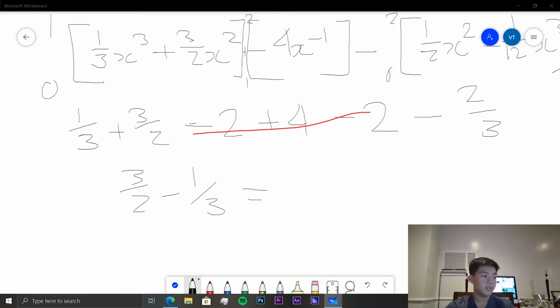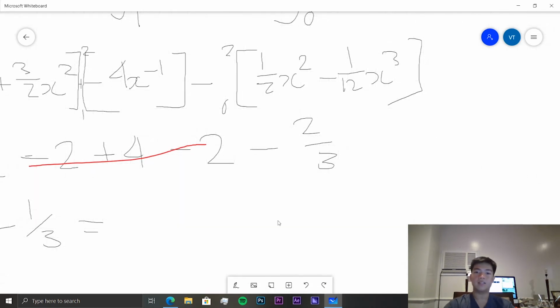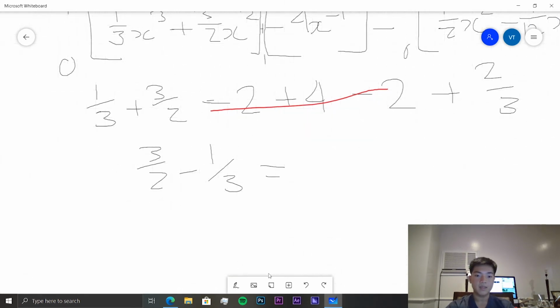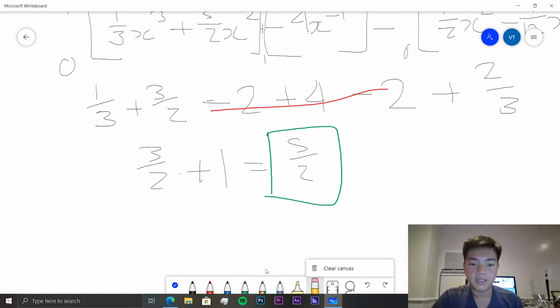So this should be equal to, hold on, wait, why are we subtracting? No, sorry, this is minus, so this should actually be plus. So we actually have 3/2 plus 1, which is equal to 5/2. So that is our answer. Okay, and on to the second one.